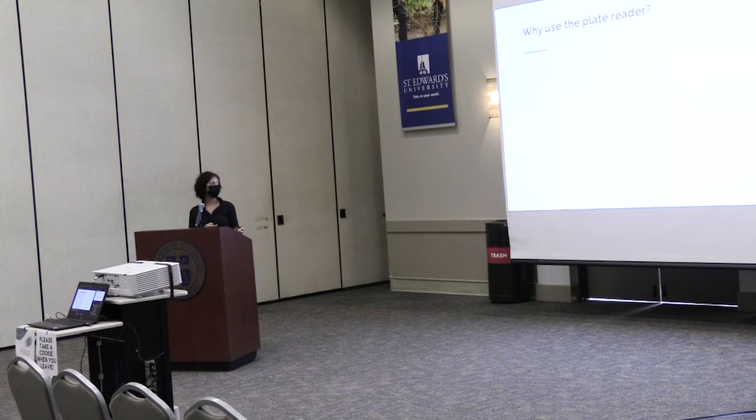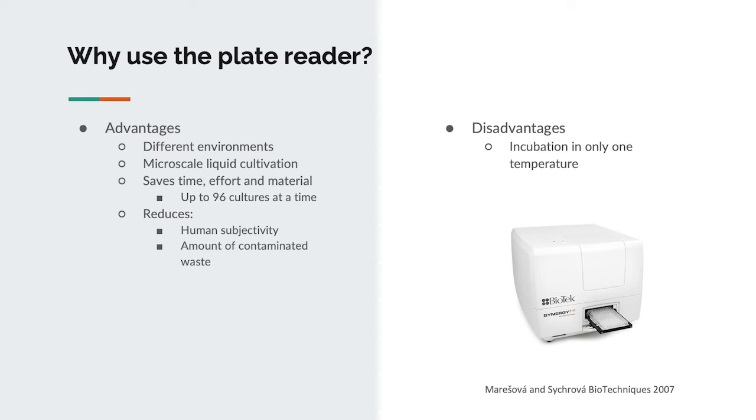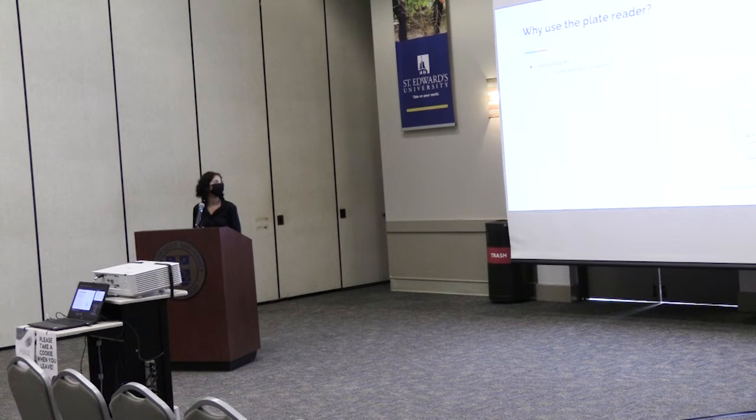So why use the microplate reader? If you don't know what a microplate reader is, it's this. The advantage of it is that you can have different environments, like different types of shaking and different temperatures. You also use microscale liquid cultivation, which is from 100 to 200 microliters.